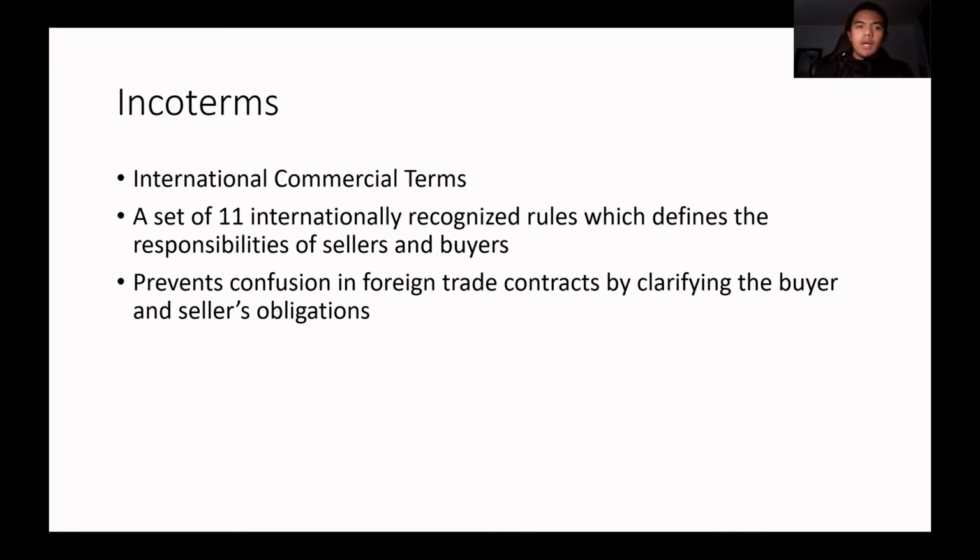So what are Incoterms? Incoterms is short for international commercial terms, and it is an internationally recognized rule that defines the obligations of the buyer and the seller when it comes to international trading. And why are there Incoterms? It's to prevent confusion when it comes to foreign trade contracts, because, like I said, it clarifies what the seller's obligations are and what the buyer's obligations are.